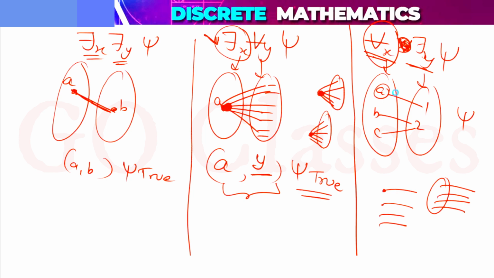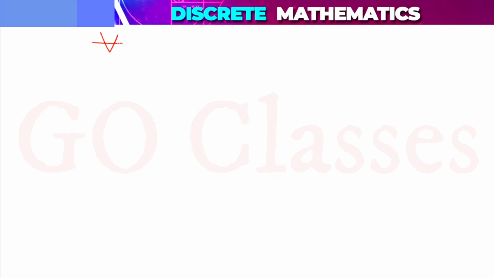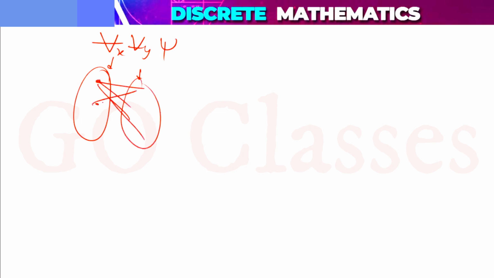Now if this is clear, what is the meaning of for all x for all y? The meaning, again, is very simple. This is saying that for everyone, it's like a complete bipartite graph. This is basically a complete bipartite graph, because for everyone. Okay. Now this is the meaning of for all x for all y psi.